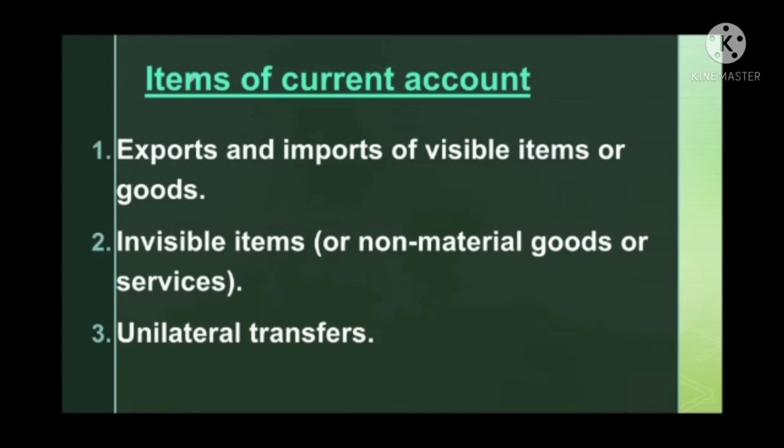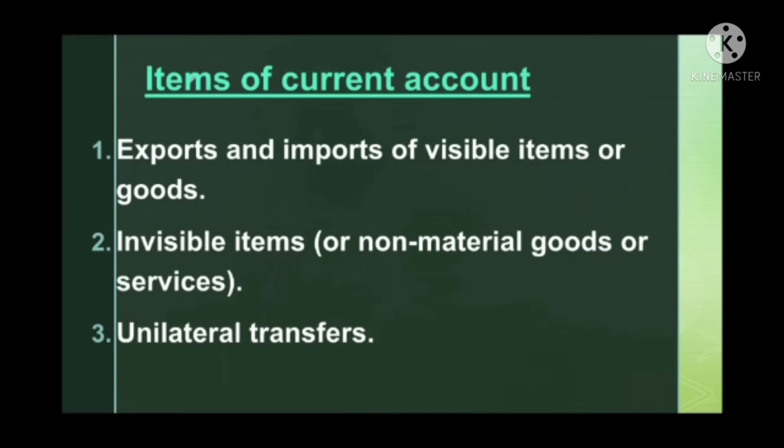Point number 2 is invisible items or non-material goods or services. It includes a large variety of non-factor services, known as invisible items, sold and purchased by the residents of a country to and from the rest of the world. Payments are either received or made to the other countries for use of these services. For services like shipping, banking, and insurance, payments are recorded on the negative side and receipts on the positive side.